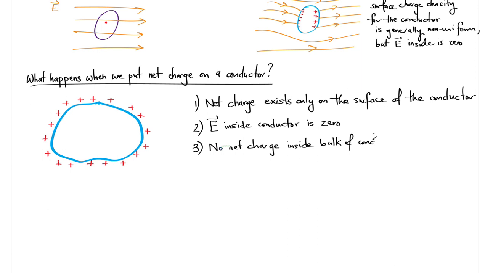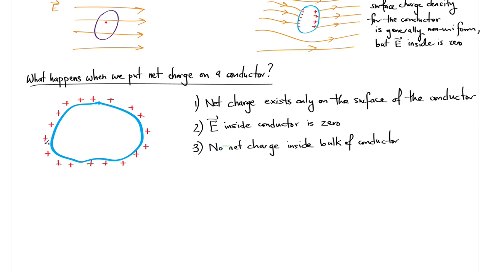And again, you can use that Gauss's law argument, right? So if there's no electric field inside, you can define some little Gaussian surface. The flux through it has to be 0 no matter how big or where it is. If the flux through it is 0, there's no net charge inside.